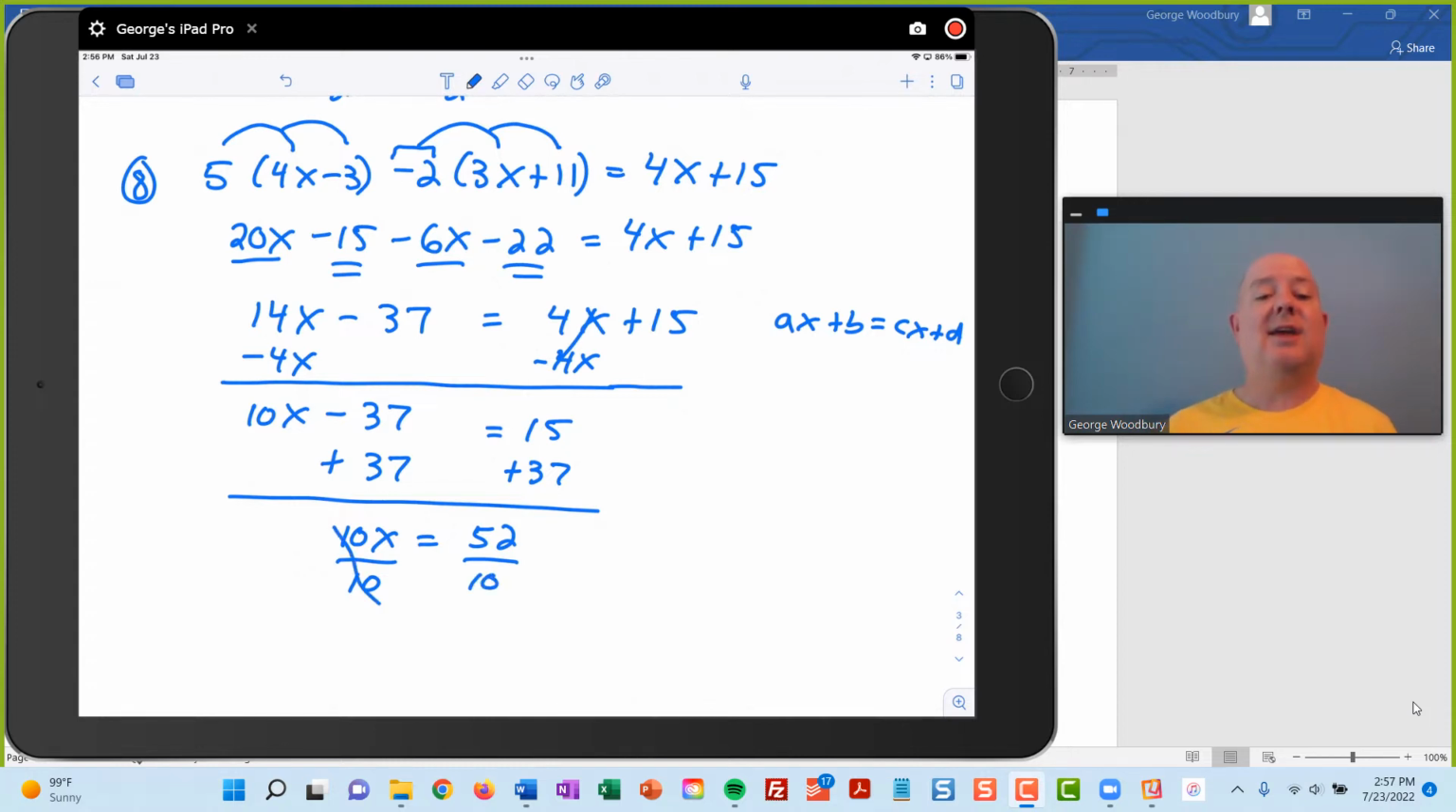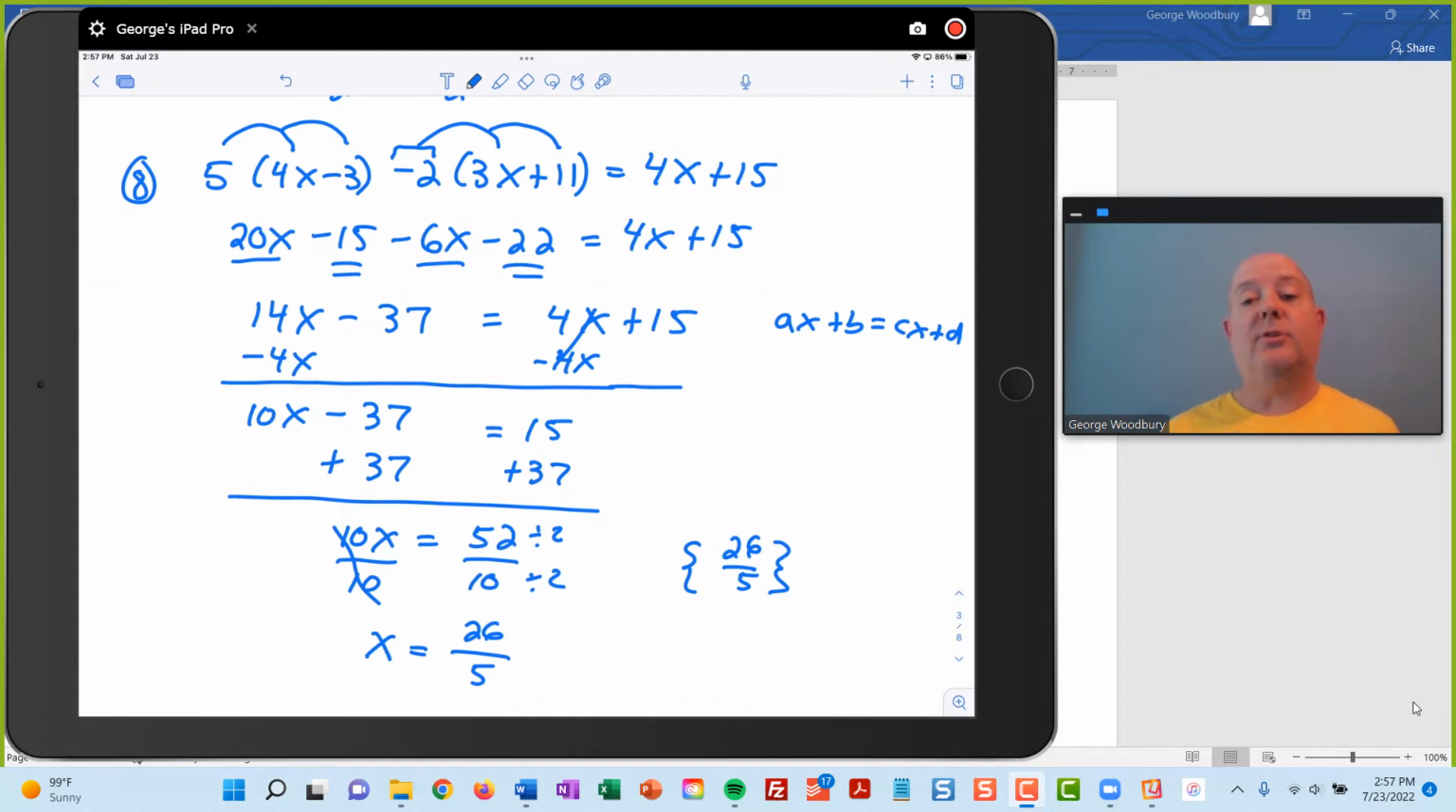Again, here I've got a case where 10 does not divide into 52 evenly, but they both share a common factor of 2. So I want to divide that from both the numerator and the denominator. 52 divided by 2 is 26. 10 divided by 2 is 5. And there's my solution, 26 fifths.